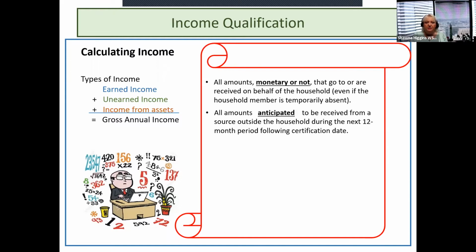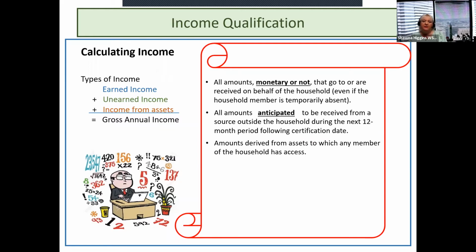And so all amounts anticipated to be received from a source outside the household during the next 12-month period following the certification date. So meaning money that you know that someone's going to be giving you. For instance, you have a younger member of the household and the father pays for her gas for her vehicle. She knows that her father's going to give her $100 a month for gas. That's a gift. So she knows it's going to happen. So that's what she's going to fill out as gift income because it's anticipated.